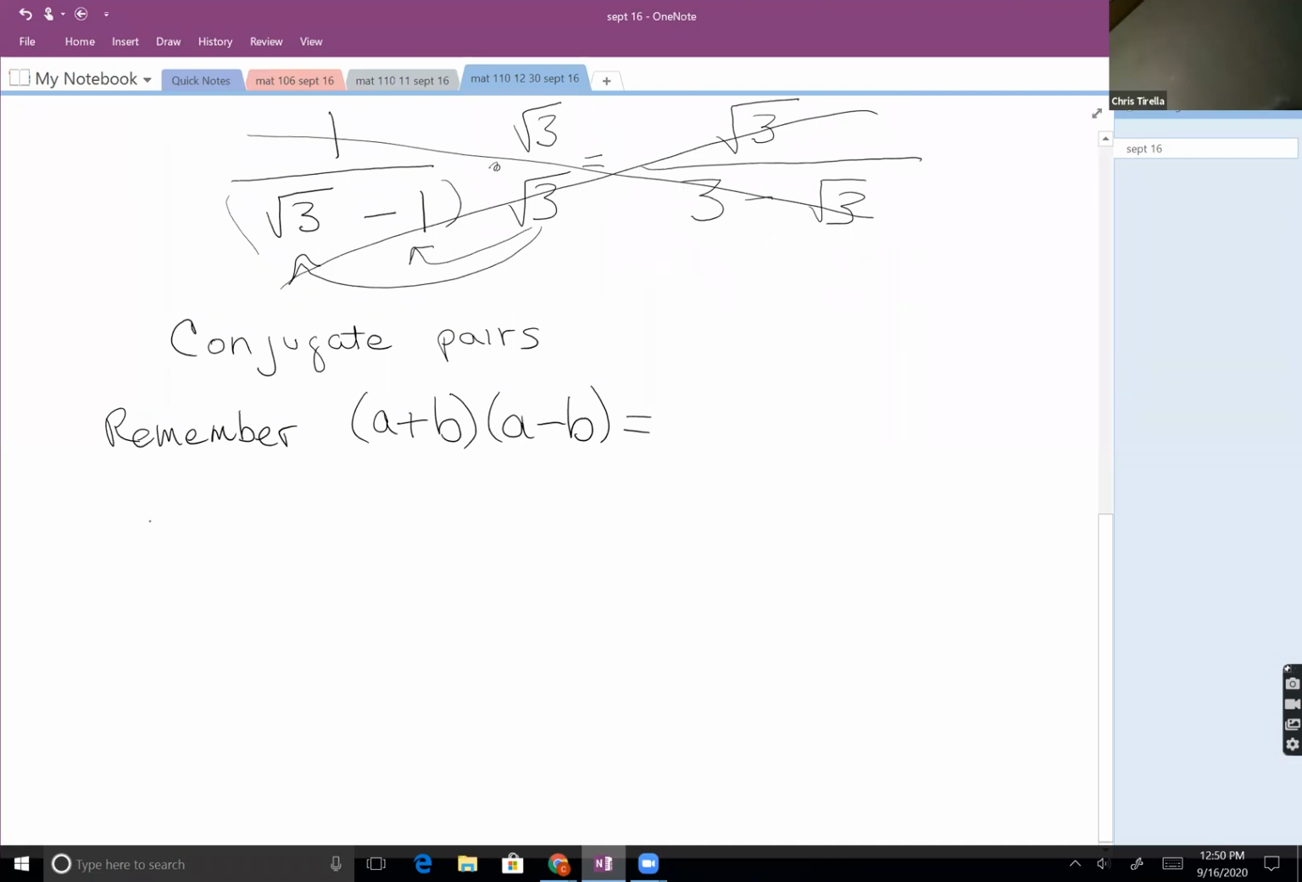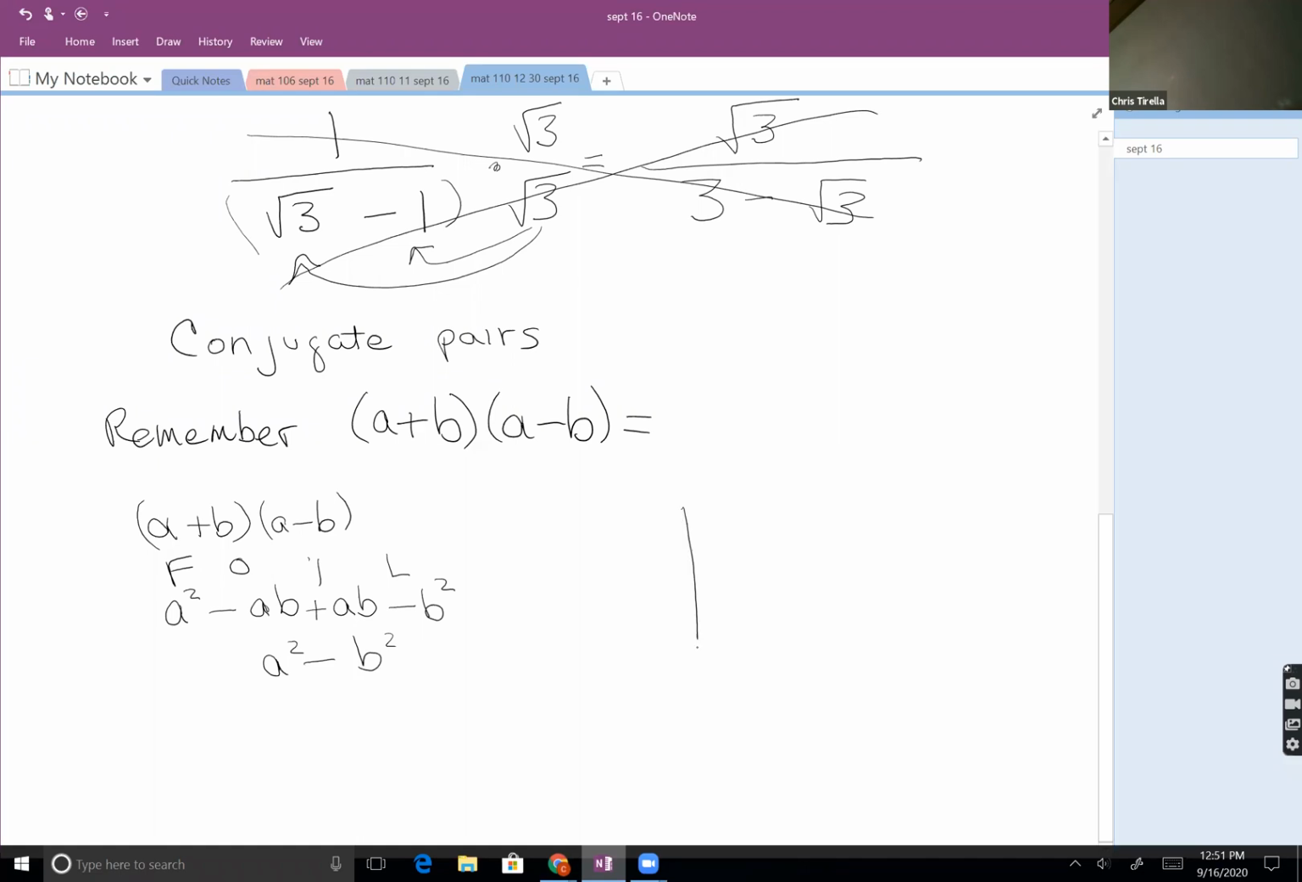If I were to FOIL, let's do that first. A plus b times a minus b. F stands for the first in each. A times a is a squared. O stands for the outside edges, which would give me minus ab. I stands for the inside, the ones in the middle, which would give me plus ab. L stands for the last two, which gives me minus b squared. Minus ab plus ab would cancel, and I'm left with a squared minus b squared.